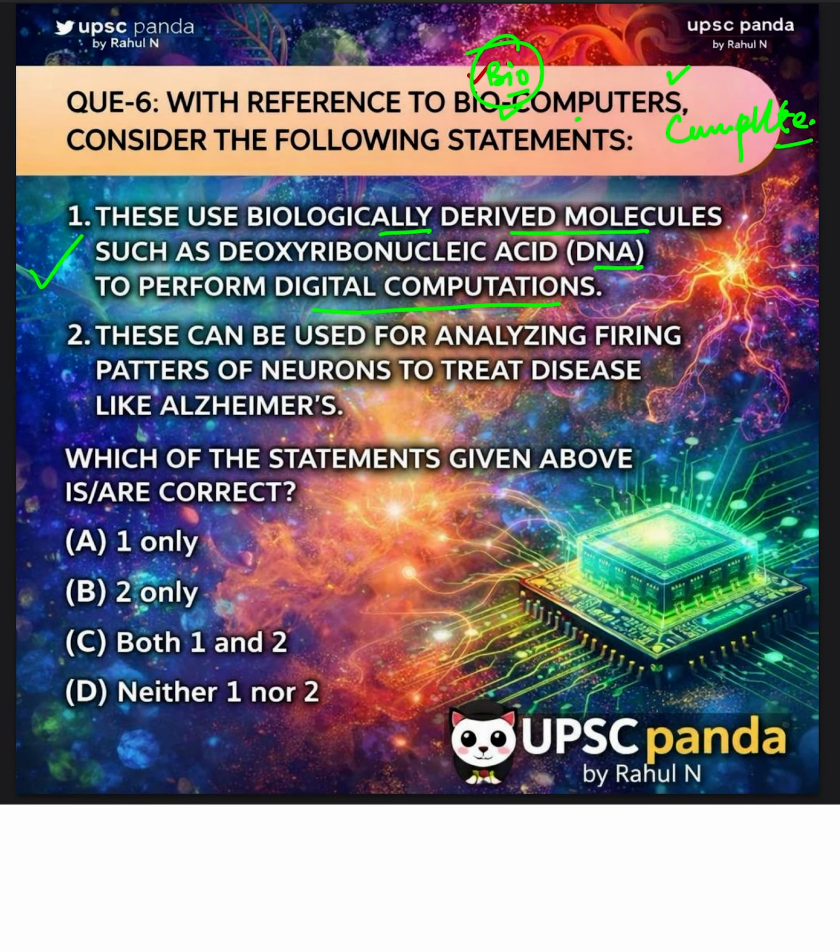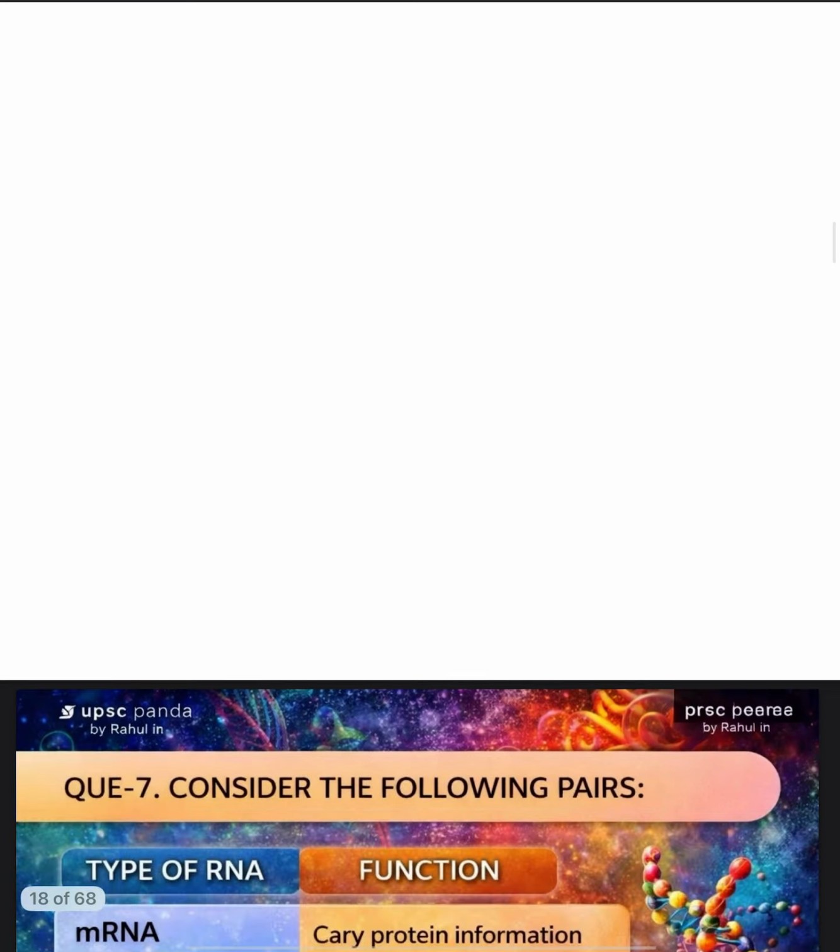These can be used for analyzing firing patterns of neurons to treat diseases like Alzheimer's. So this is also correct. Computing and pattern identification can be done, and at the body level, biological level, this can be done. So both the answers are correct. Both the options given are correct. So now let us move to the next question. It is question number 7.